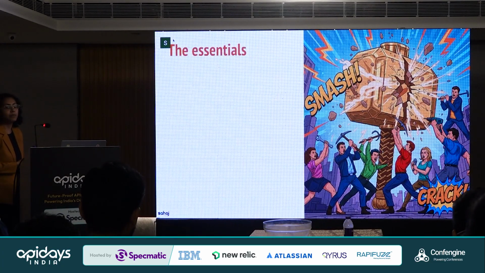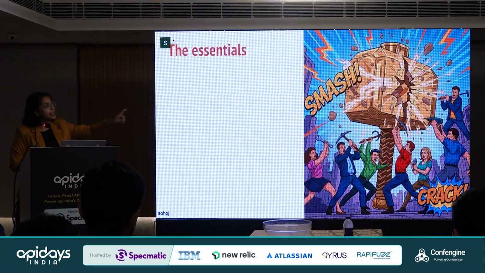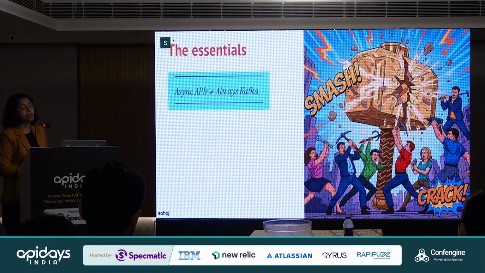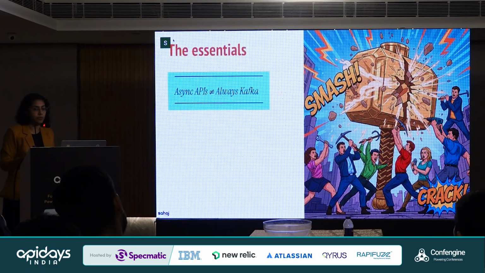So I would like to leave you with 3 key takeaways. The first is, we really need to break that golden hammer in our minds. In our case, it was Kafka. In your case, it might be some other tool. And we need to understand that Kafka is not that one fancy tool which will help you solve all your AsyncAPI problems.